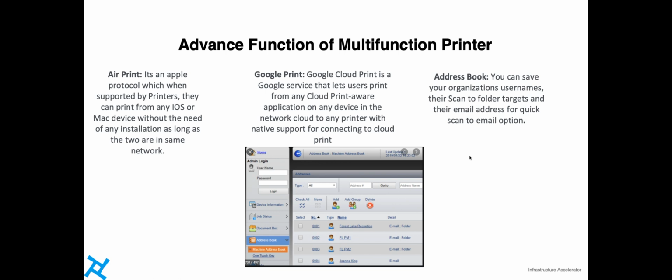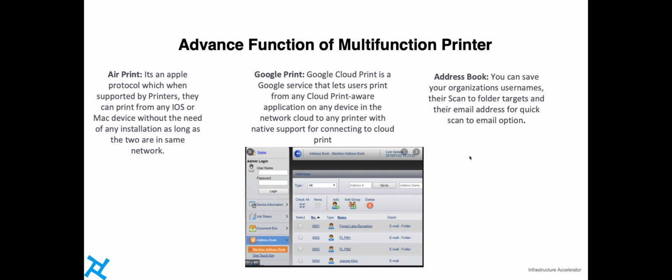Similarly, Google Print is an option. Google Cloud Print is a Google service that lets the user print from Cloud Print Aware applications on any device in the network cloud to any printer with the native support of connecting to Cloud Print. So basically what happens is that you log into the console of your printer and you go ahead and configure it as a Google Cloud Print device with your Gmail address, and then from a Chrome browser where you have signed in with your Gmail address or your Google address, your printer will start showing up there. No matter where in the world you are, you can give a printout and it will come to your printer, which is at your office or at home. So that's Google Cloud Print.